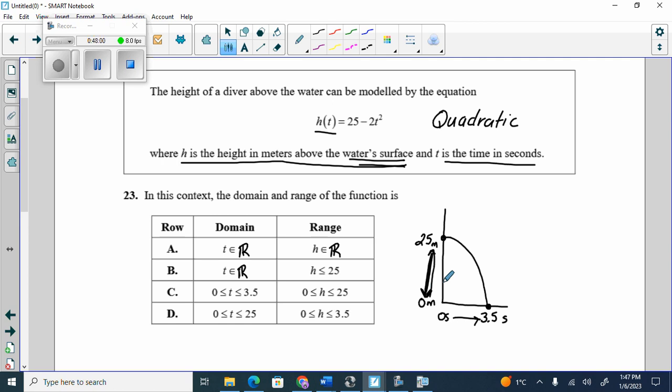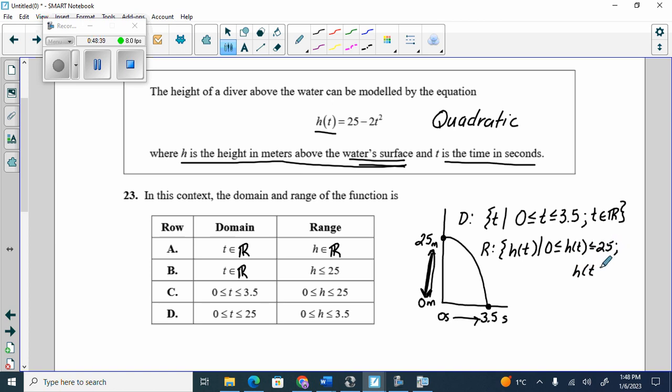Okay? So our domain is with t's, because it's time. So it's going to be 0 is less than or equal to t is less than or equal to 3.5. Technically, if we do the whole thing, it would be t such that t is in the reals. That would be our domain. And our range is between 0 and 25. And it's h of t. I just used h, but technically h of t, such that 0 is less than or equal to h of t is less than or equal to 25. It should be a straight line, but I ran out of room. Remember, you have to use the variables in the equation. So this would be, let's see.